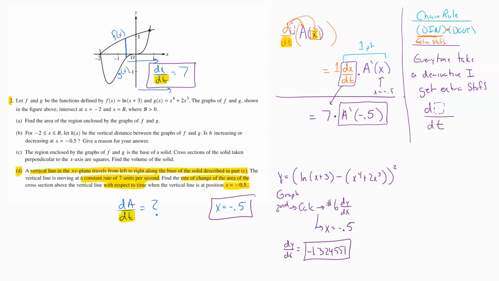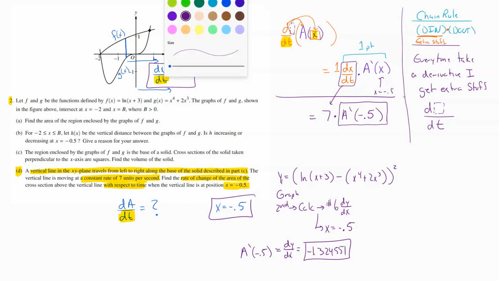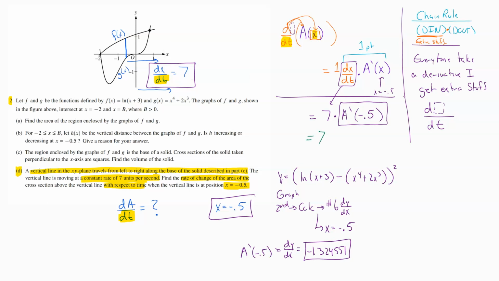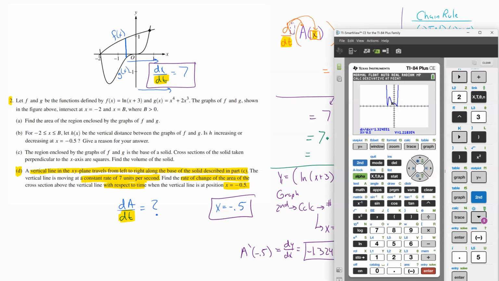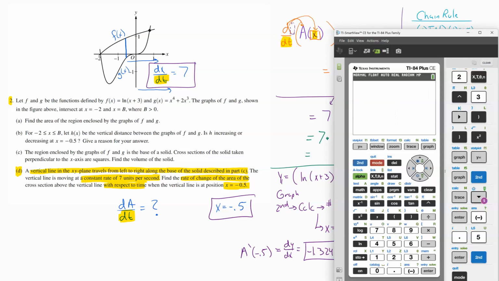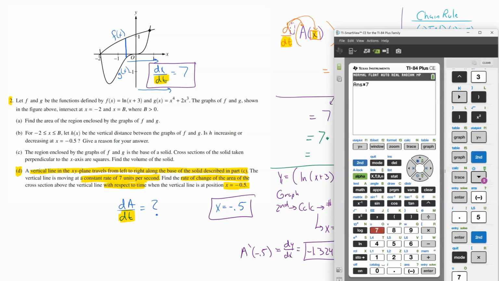So that is, another way of saying, our A prime of negative 0.5 value right there. And so to finish this problem out, we're just going to plug that in right here. So we're going to do this times the negative 1.324551, and then shoving that into the calculator. The nice thing is in this situation, you've actually got that value stored in your calculator right now. So you could just do answer times 7.